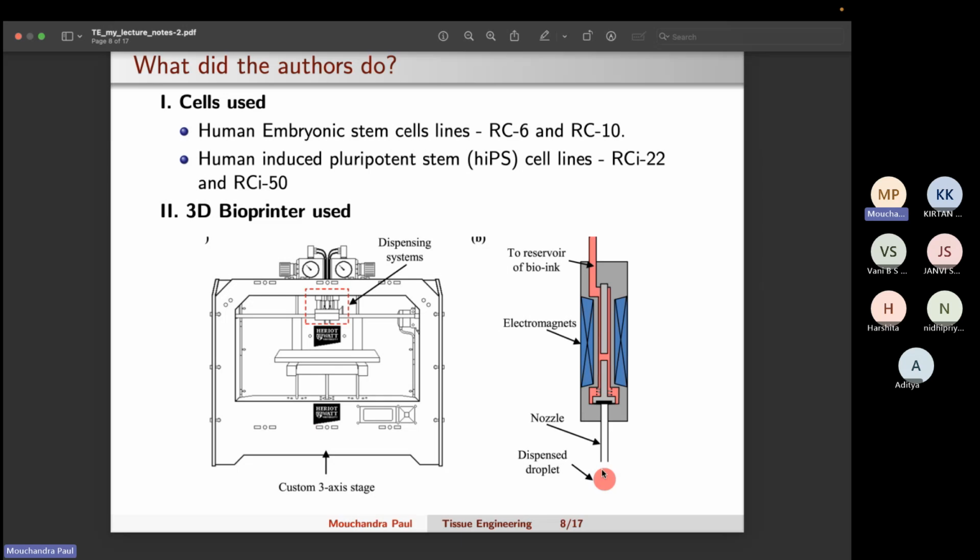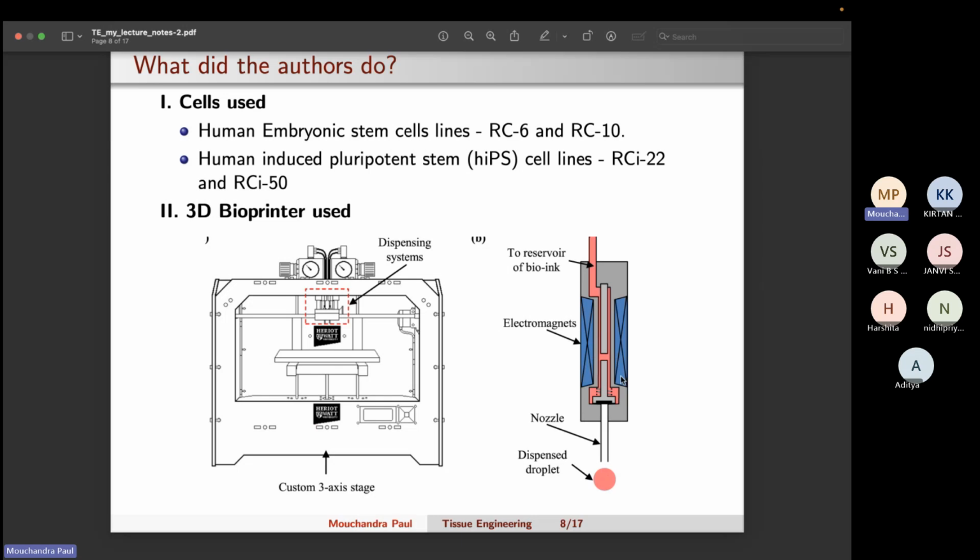And as it is opening, you will get a droplet. So that is why they have called this bioprinter valve based. Many bioprinters that are available have this similar kind of technology, and we also call it EMD based, like electromagnet droplet based. Because electromagnets are used, that controls the opening and closing of the valve, and that valve is connected to a nozzle.